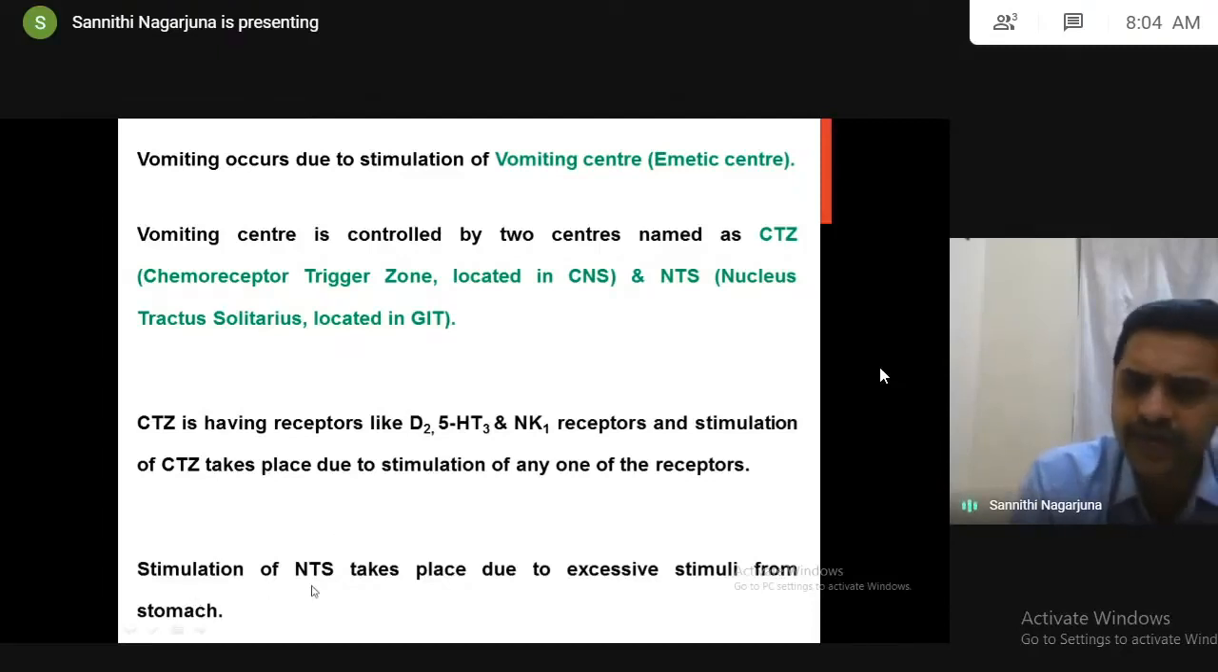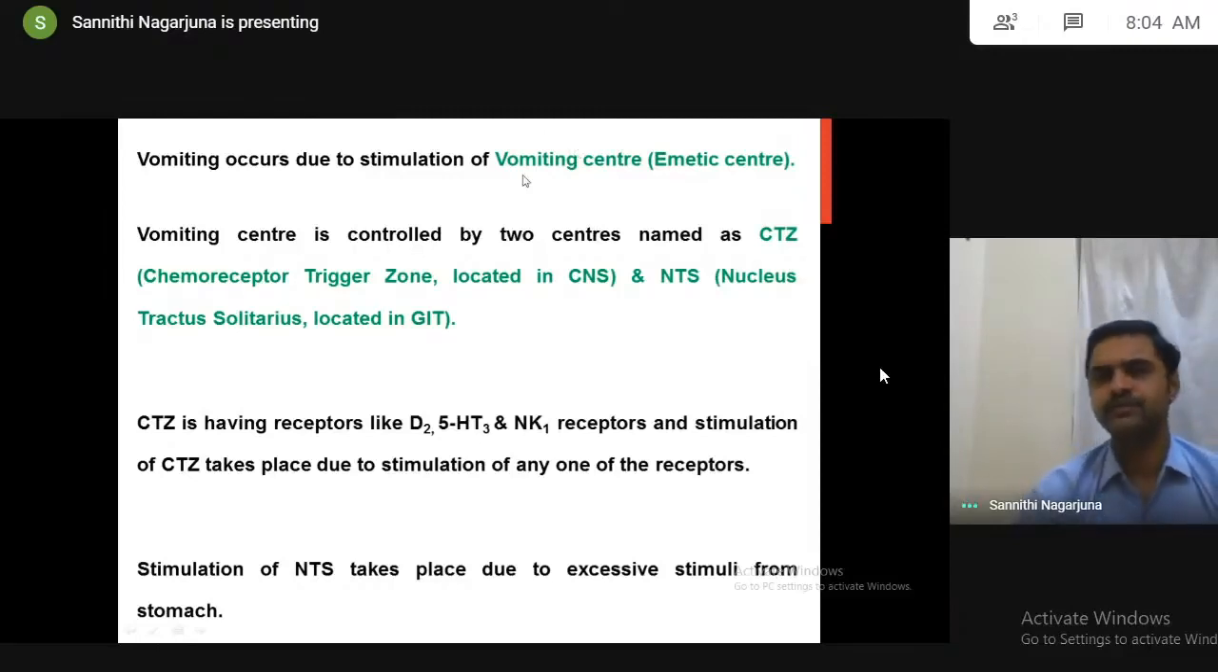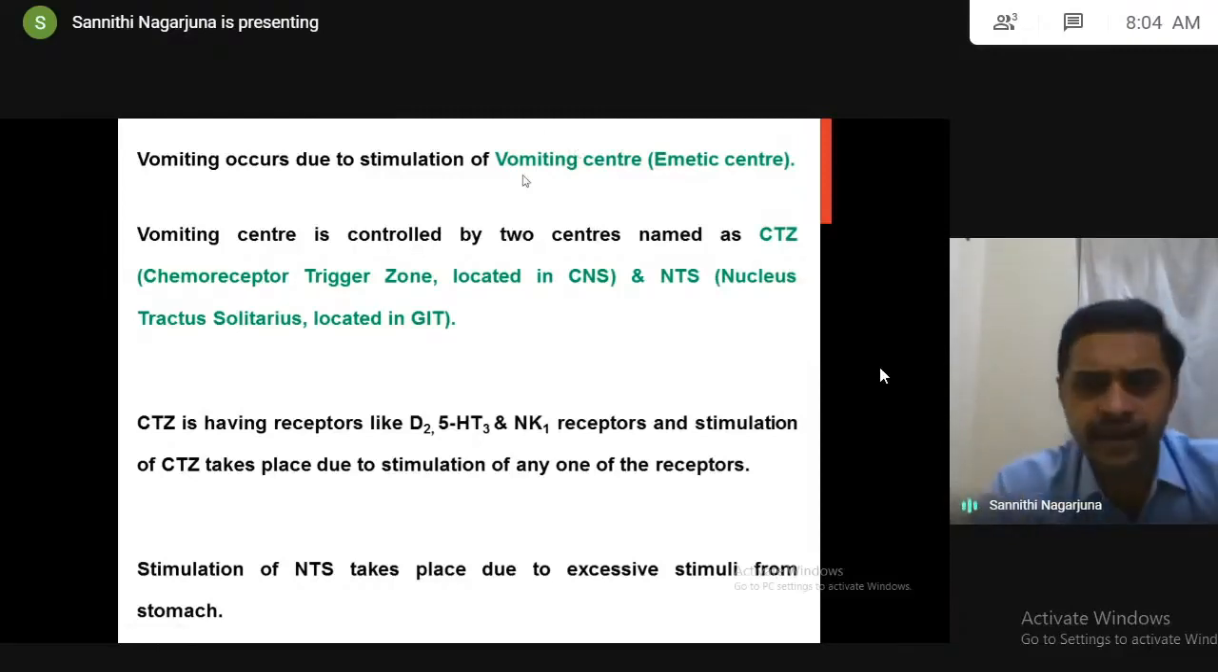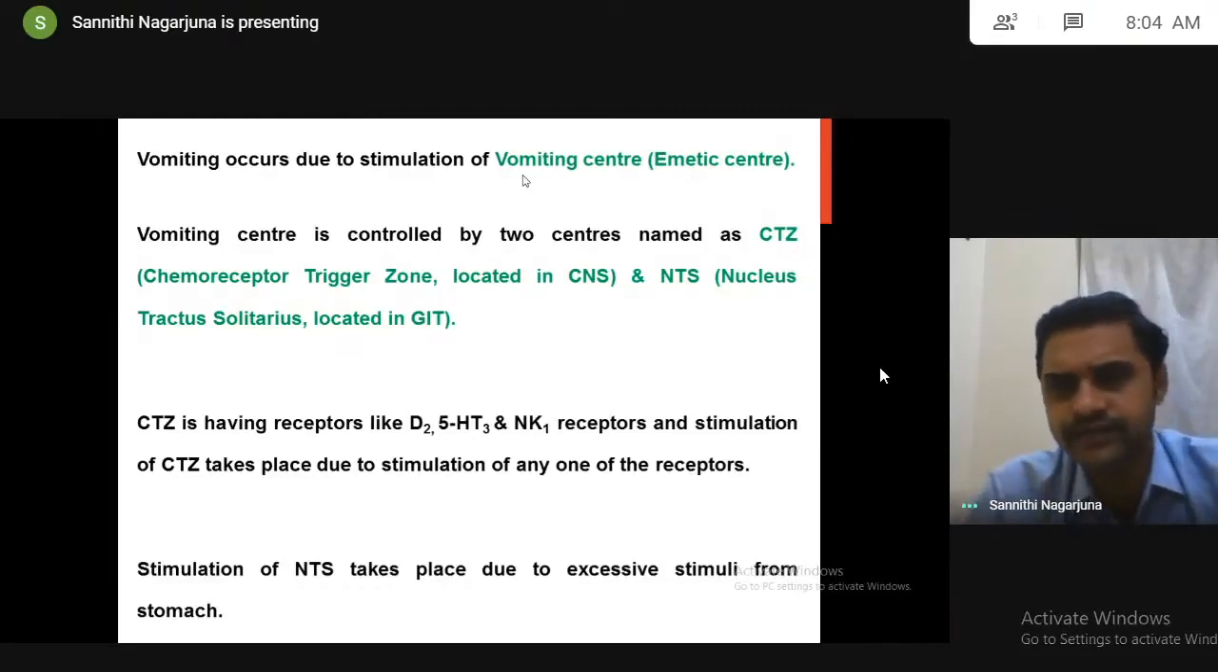Same thing, stimulation of NTS located in GIT takes place because of excessive stimuli from the stomach. When we have excessive food intake, water intake, bad odor, bad smell, or food poisoning, we have excessive stimulation from the stomach, which will stimulate NTS, which stimulates the vomiting center. So what you understand here is that vomiting always occurs because of the stimulation of the vomiting center.